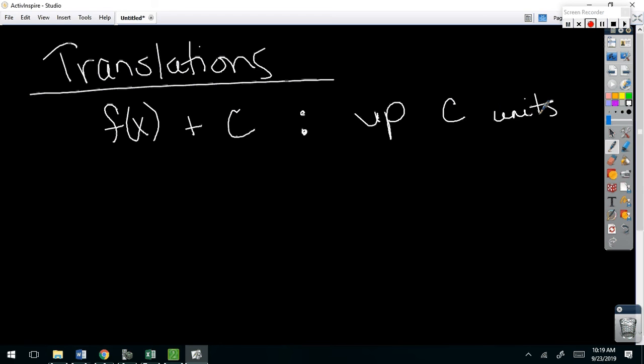Because it's plus. Does the colon mean translation? No, the colon just means that's what you do when you see that. F of x is just like the graph part. So if I started out by defining f of x equals the absolute value of x, that's my function. Then if I said, okay, graph the absolute value of x plus 2.